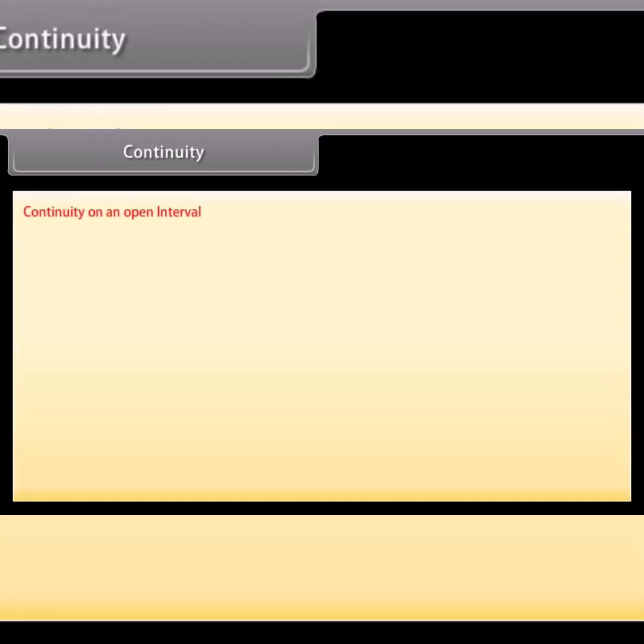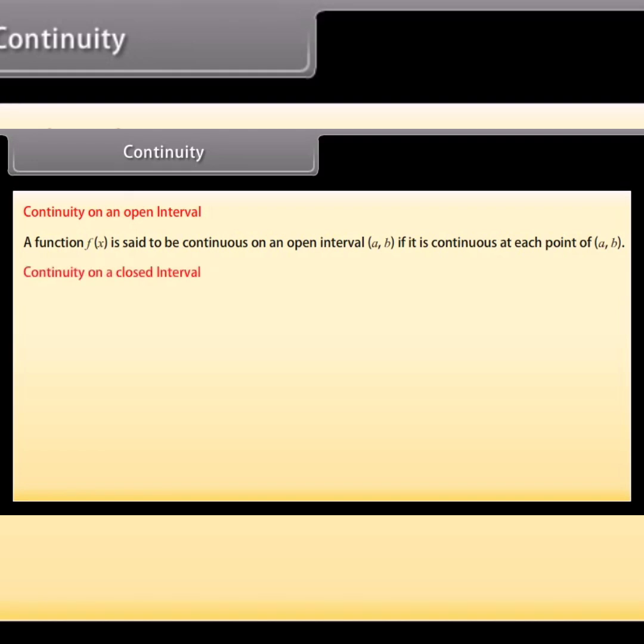Continuity. Continuity on an open interval. A function f of x is said to be continuous on an open interval (a, b) if it is continuous at each point of (a, b). Continuity on a closed interval.